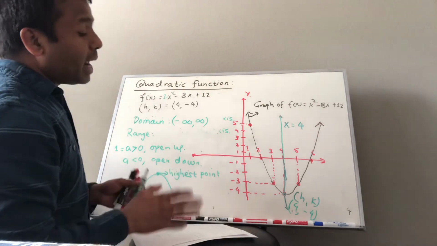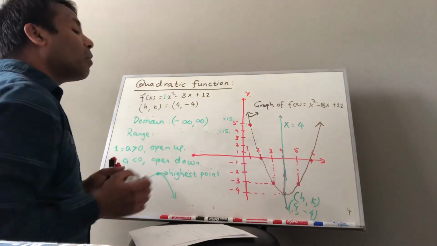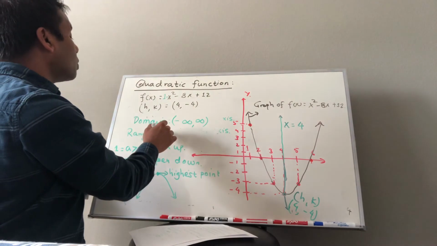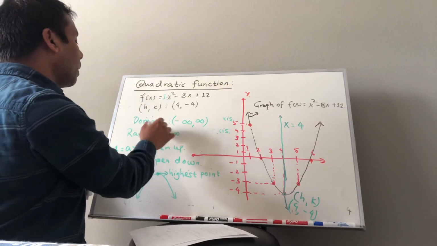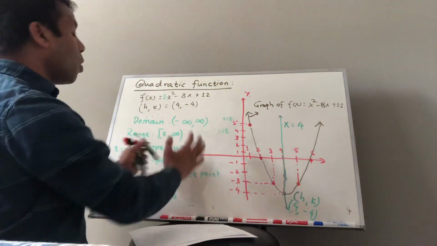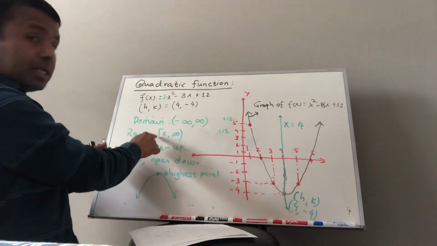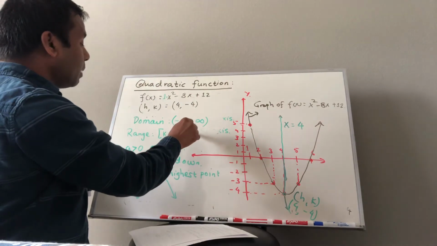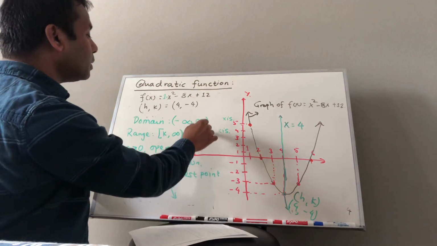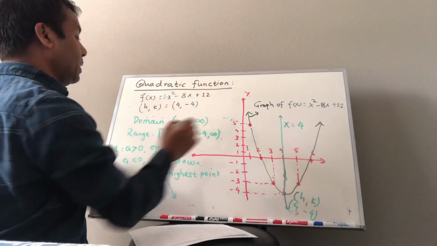And if you want to find the range of this quadratic function, and the parabola opens upwards, the range is always going to be k comma positive infinity. This k is the y value of the vertex, and k is included here. What is the value of k here? Negative 4, right? So negative 4 comma infinity is the range.